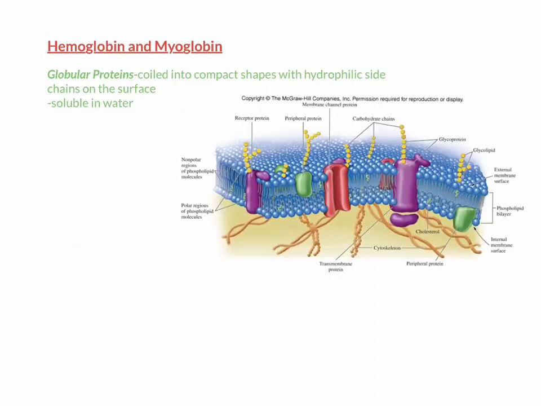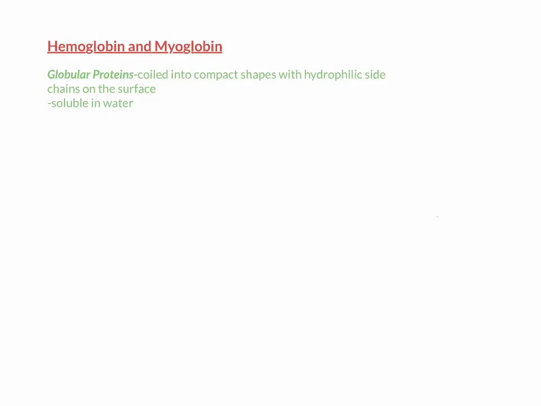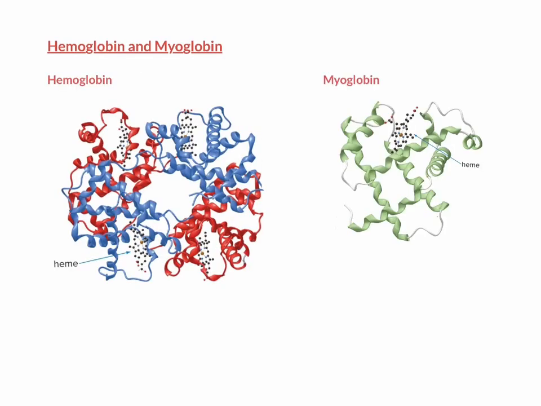the protein. This is the opposite of membrane proteins, which have hydrophobic side chains oriented toward the outside of the protein in order to interact with the fatty acid chains in the phospholipid bilayer. Here, I will discuss two different globular proteins, hemoglobin and myoglobin.